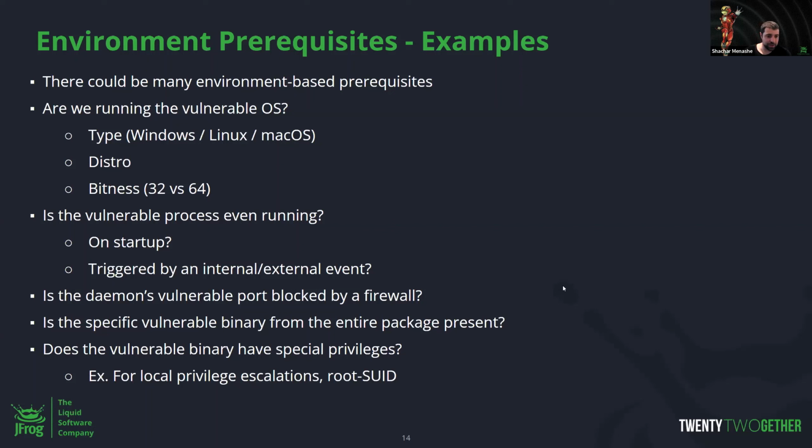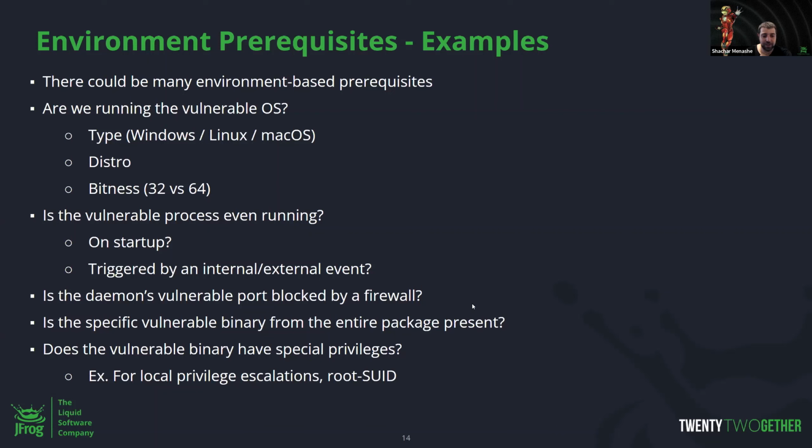Some vulnerabilities, for example PwnKit, depend on a specific binary from the package being installed on the system. It doesn't matter if you have an entire package installed; you need to have a specific binary from that package, and not all software composition analysis tools account for that, of course. You might have an OpenSSL client, but not the OpenSSL server. That's actually a very common one. So that's also an environment prerequisite.